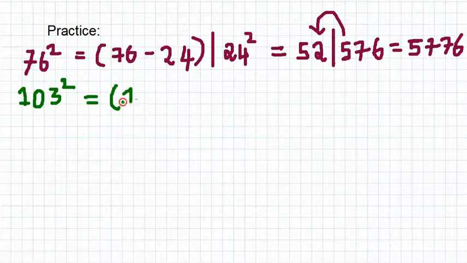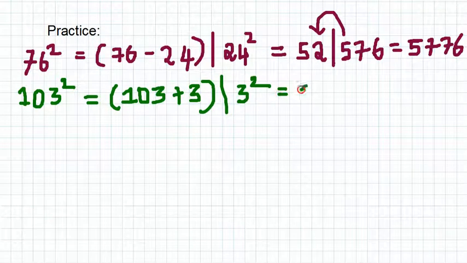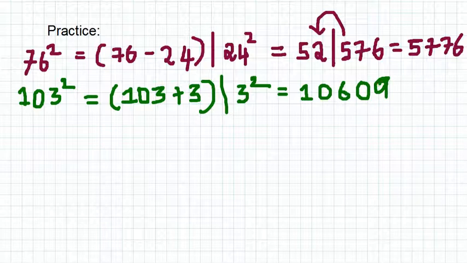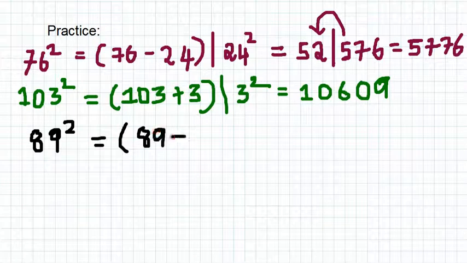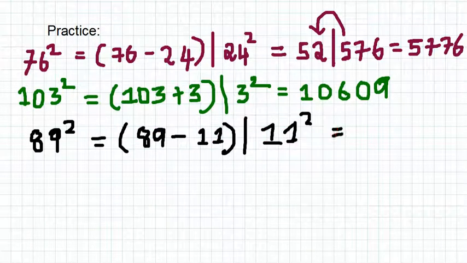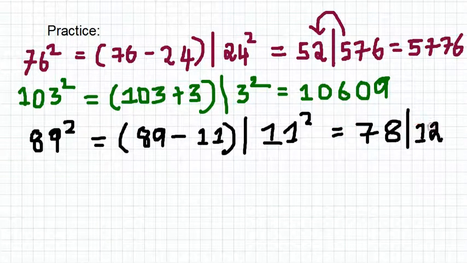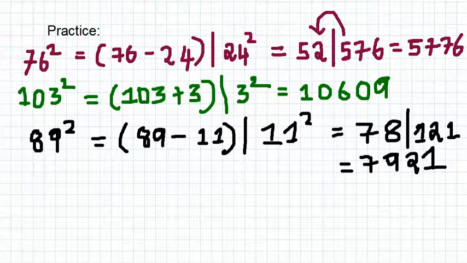Let us take another example, 103 square. It is more than 100, so we are going to add it. The final result will be 10609. Next, 89 square. It is less than 100. We are going to subtract the difference. 89 minus 11 and 11 square will represent the last two digits. Move the 1 towards the left hand side. We get the final answer as 7921.